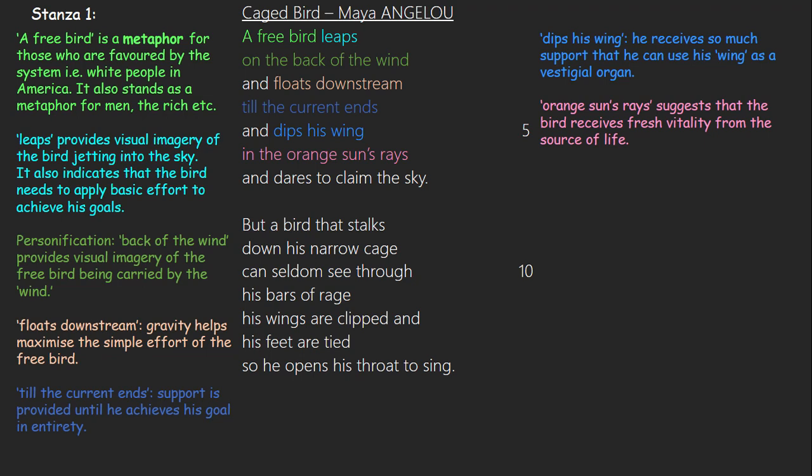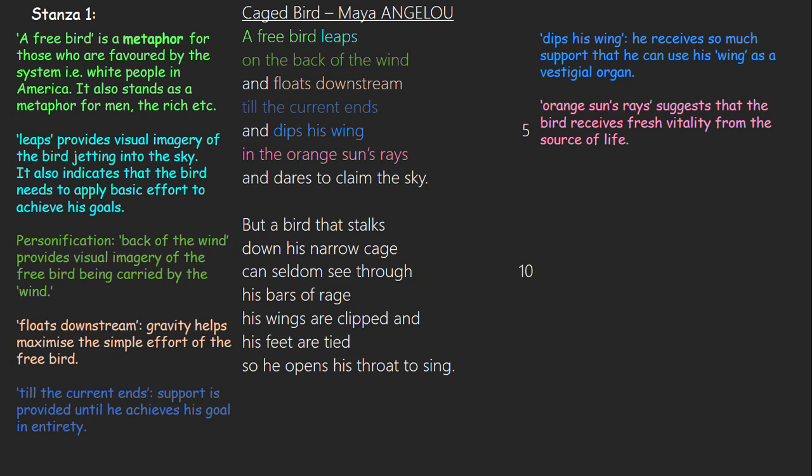And we're told here that he dips his wing. He receives so much support that he can use his wing as a vestigial organ. You see, the wings are supposed to be what directs how he behaves, how he flies. But we see here that he's so lackadaisical and free to do as he pleases that something as important as his wing is used to dip into the sun. So it's like a vestigial feature, just like the appendix is a vestigial feature in humans. Scientists believe that it's no longer needed in humans.